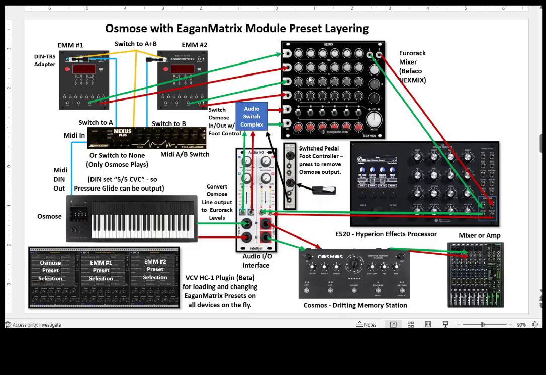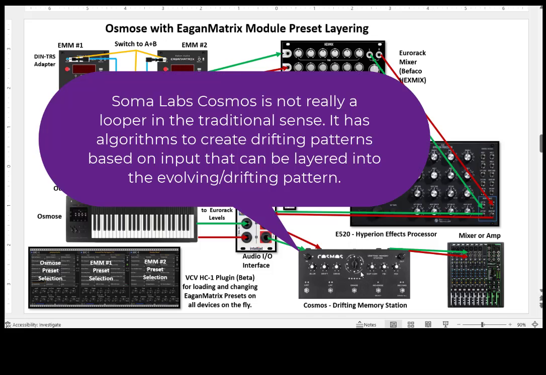I throw things into a mixer and I send the output of the mixer into a Hyperion Synthesis Technology E520 effects processor, and the output of that I send into a Cosmos drifting memory station so I can create these evolving loops in the background, and that is then sent out to my mixer. So now I can do a lot of nice pad-like evolving stuff, and I don't have to bring the Cosmos in. I can switch that on as I want. And the great thing about the Cosmos is I can set up these loops and then set it so that I can play on top of the loops, not just have everything always loop together.